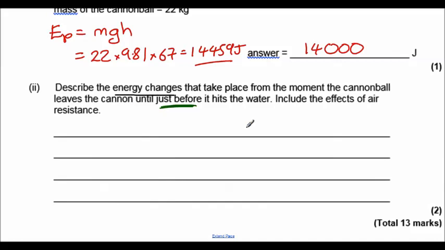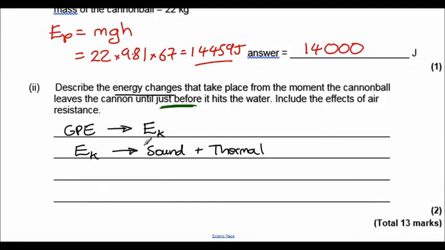We know it's got horizontal EK, but don't worry about that. It's got GPE, right, becoming kinetic energy, or you can say it's got GPE going to kinetic, and then as it's falling through the air, of course, some of that kinetic energy will be converted into sound, quite likely, and of course thermal, or indeed heat.